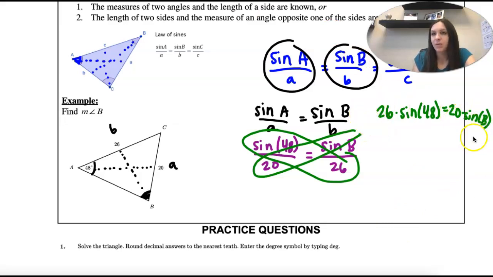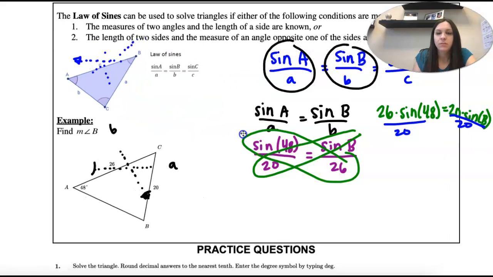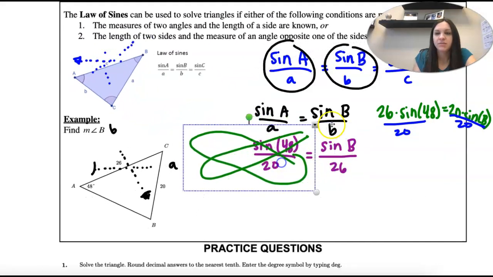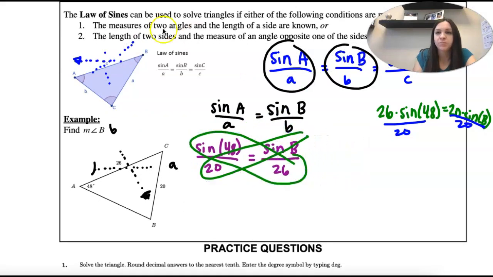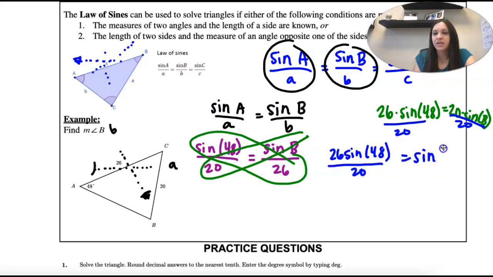And now we want to get B by itself. So first, let's get rid of the 20. We're going to divide both sides by 20. So I'm just going to move this to give myself some more room. Okay, so I have 26 times sine of 48 over 20 equals sine of B.